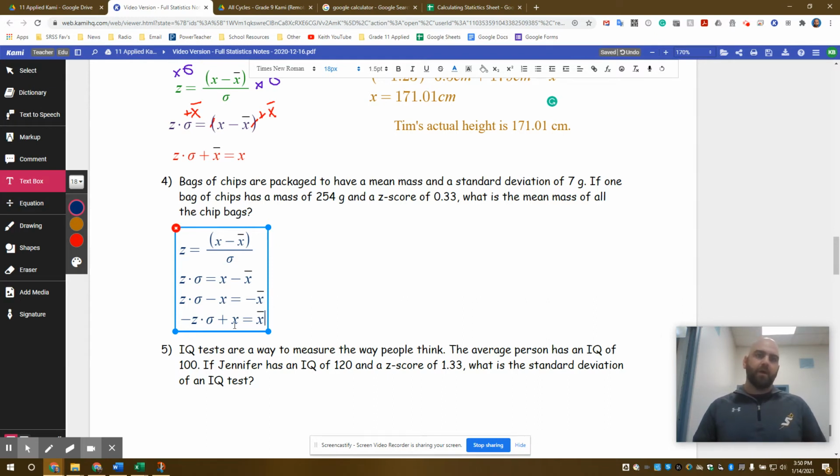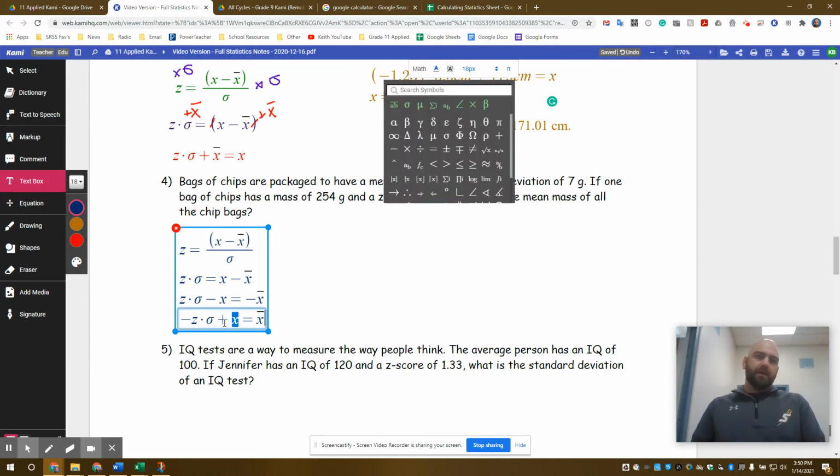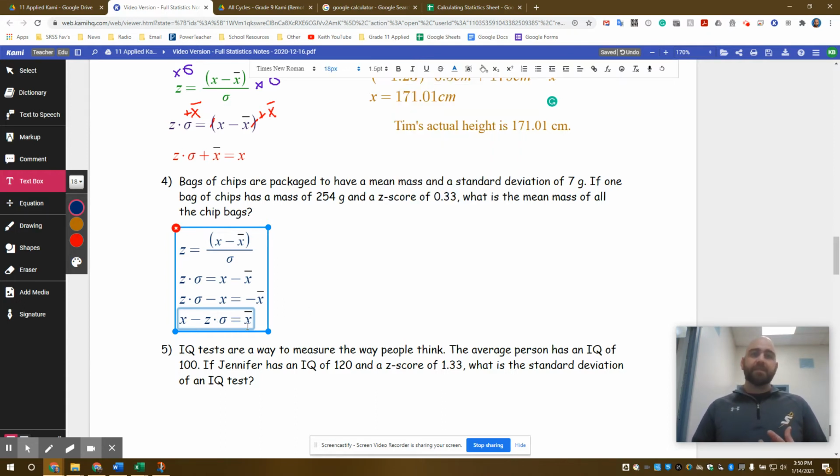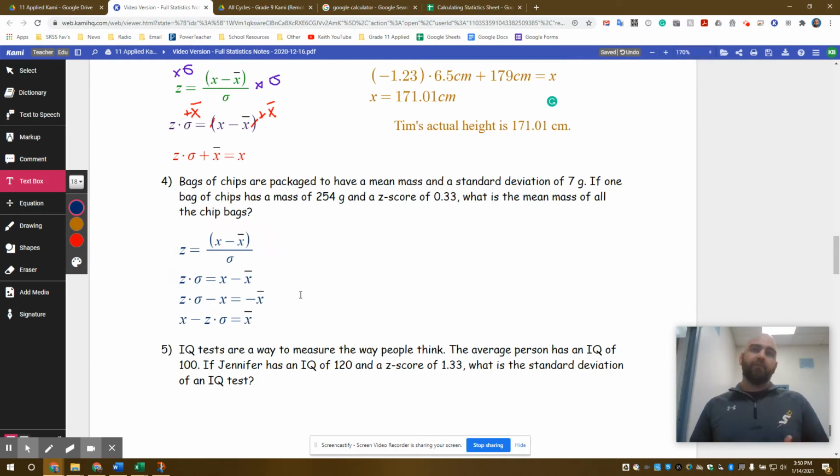When we multiply by -1, we can rearrange this. If we want the positive one in front, we can just go like that. Now we have a positive x in front, and that might help a little bit. So this is the changed equation, so we can solve for the mean.